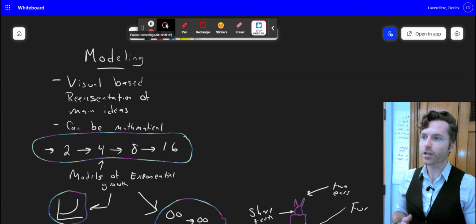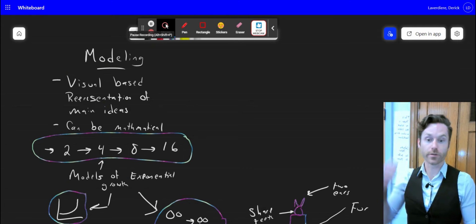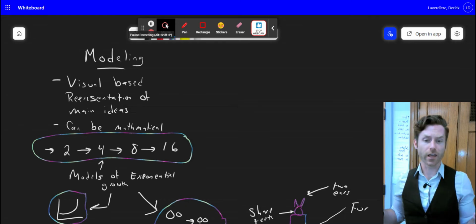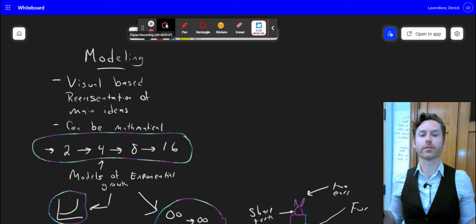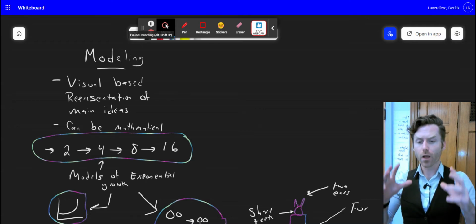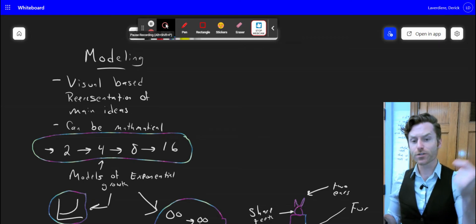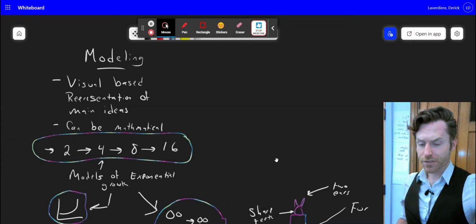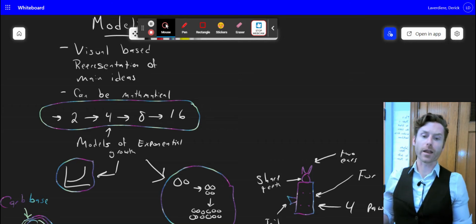It is not an illustration. It does not need to be accurate. You do not need to be a good artist to be making good models. And in counter to that, you could be a terrific artist. You could draw a beautiful thing, and it could be an absolutely horrendous model. The model, in order to be effective, needs to represent the main ideas, and it needs to do so clearly and quickly.